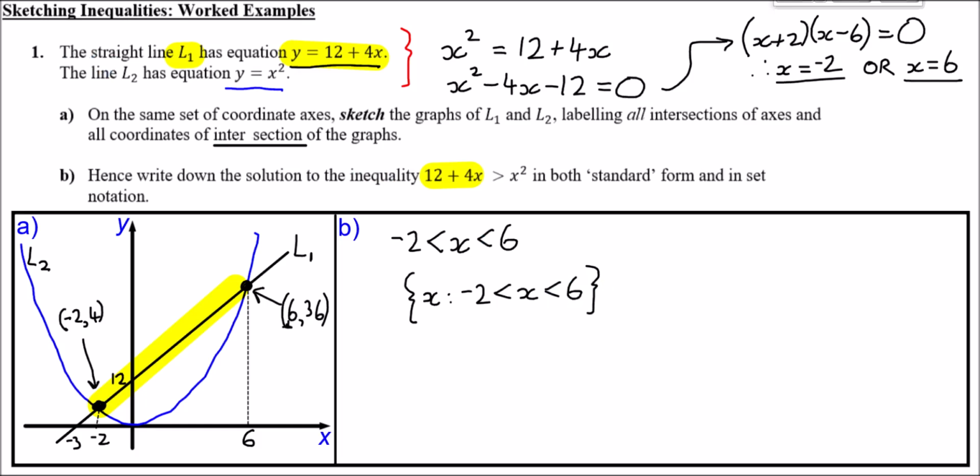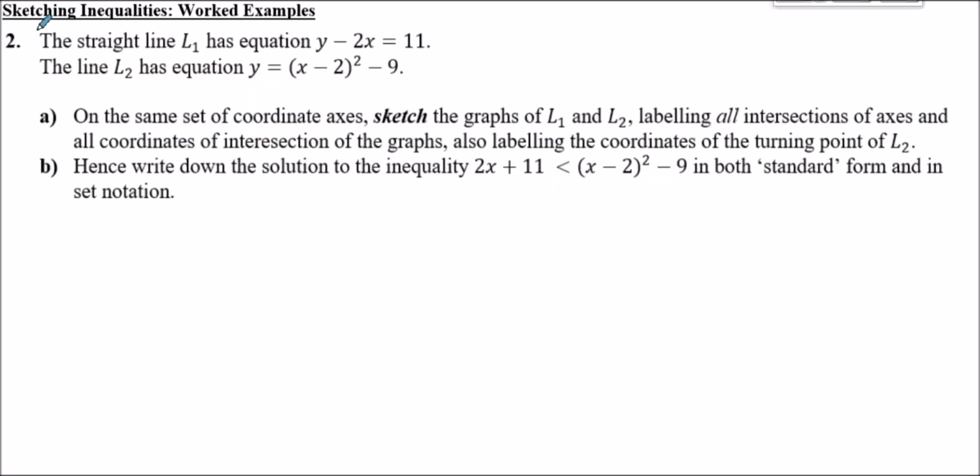Let's have a look now at a second worked example. So question 2. Same setup as question 1 really, but only now we've got a parabola which is slightly more complex. So this parabola for L2 is y equals x minus 2 all squared minus 9. So part A, same deal as question 1. We need to sketch L1 and L2, label all intersections with the axes and all coordinates of intersection of the graphs, also labeling the coordinates of the turning point of L2. So this is a bit extra. We need to label the turning point of L2.